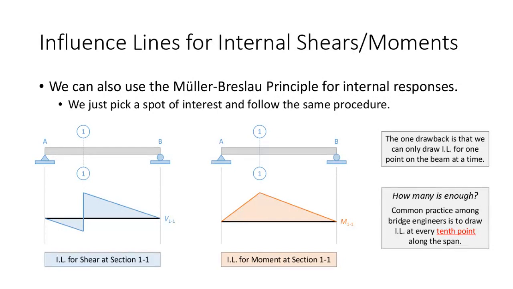And drawing 10th points is generally enough to capture the resulting moment and shear envelopes. Don't worry, we haven't talked about moment and shear envelopes. That's all next week. But that's close enough. You could do 20th points or 100th points, but there's a point when you really don't increase the accuracy necessary for just designing the beam. And so 10th points is very, very common.